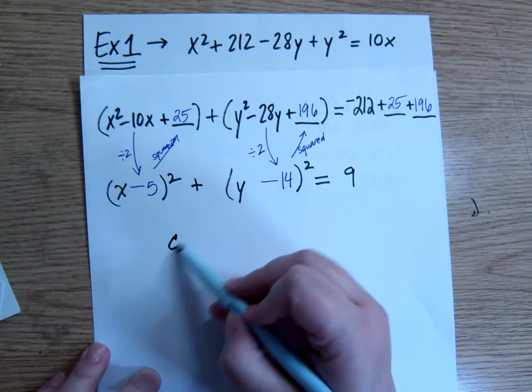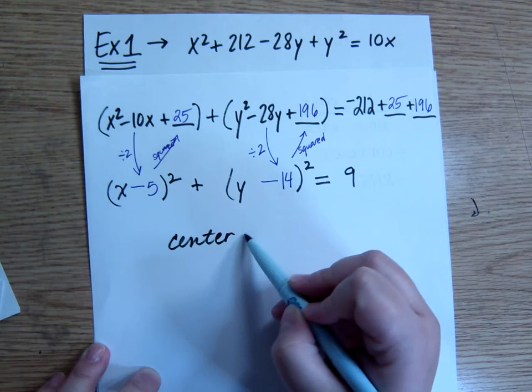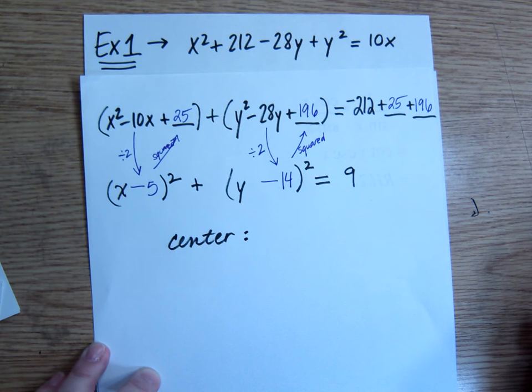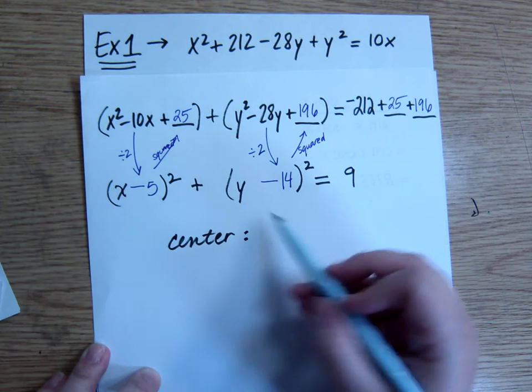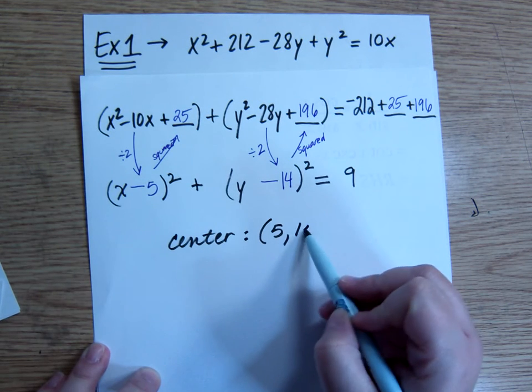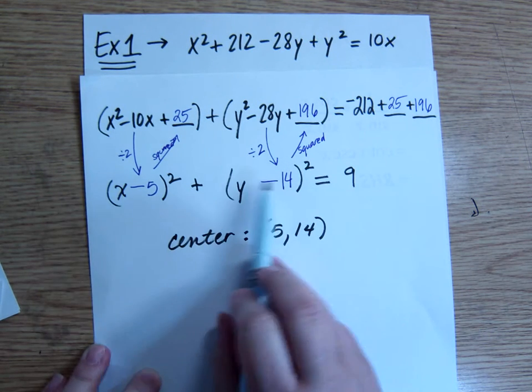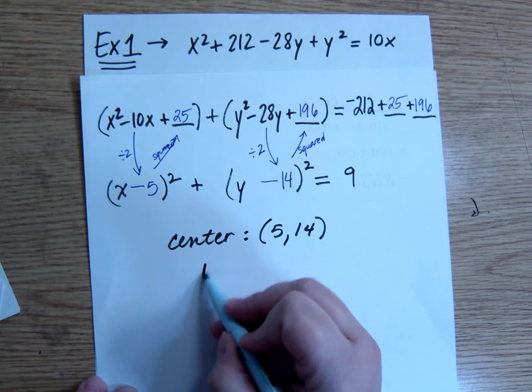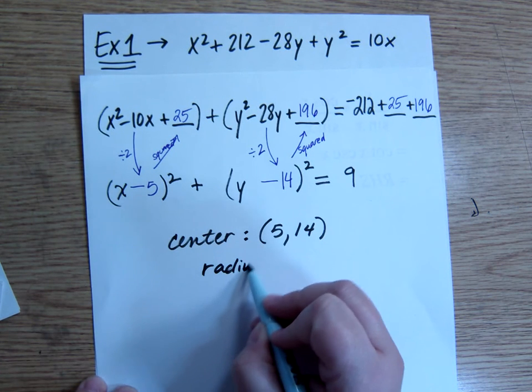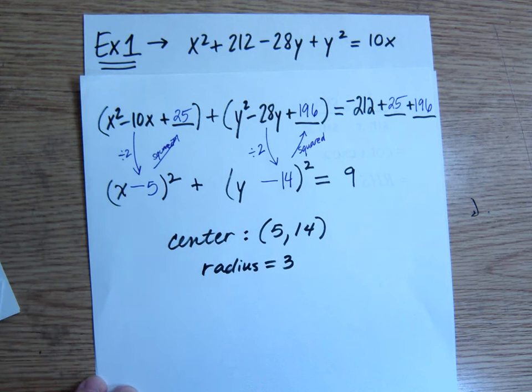So now I can look at that and tell that the center is what? Okay, it's going to be positive 5, right? Positive 5, positive 14. You always take the opposite of what you see. And the radius is 3. Questions on that one?